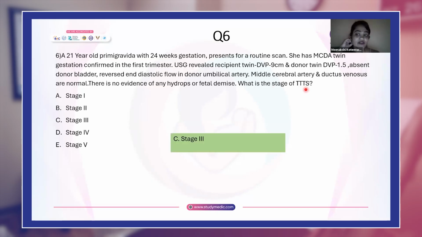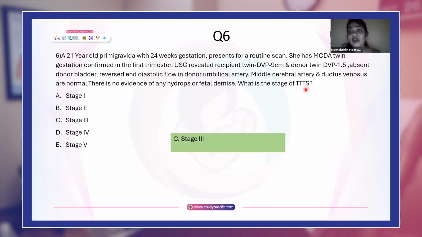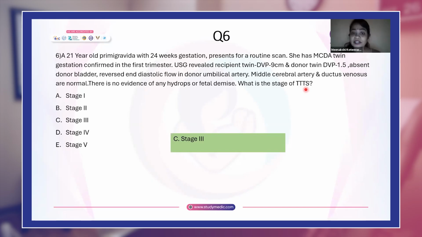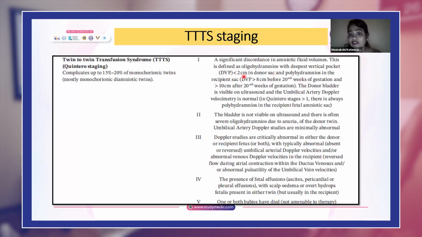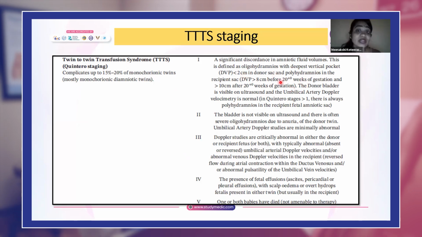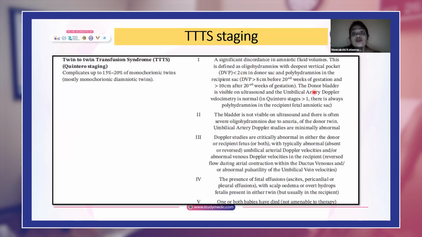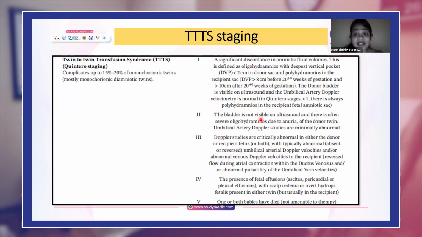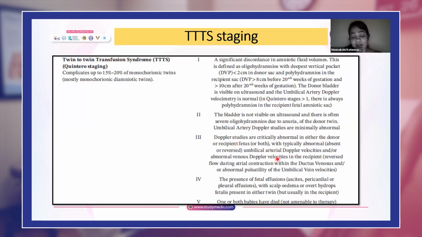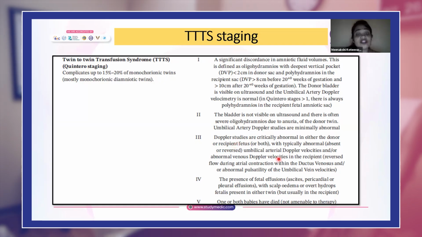So this is a pretty straightforward question. You need to just check the Dopplers and the bladder presence, and based on that, you're supposed to grade the stage, right? So when you know that there is a discordance in the amniotic fluids, less than 2 and more than 8 if it is less than 20 weeks, and above 20 weeks it is more than 10 centimeters, that is stage 1, and the donor bladder would be visible in this. Coming to the second stage, the donor bladder is not visible because of the severe oligohydramnios that happens. Coming to the third, here is when you get the critically abnormal Dopplers. So in our question, the Dopplers were abnormal, so therefore you go directly for this.